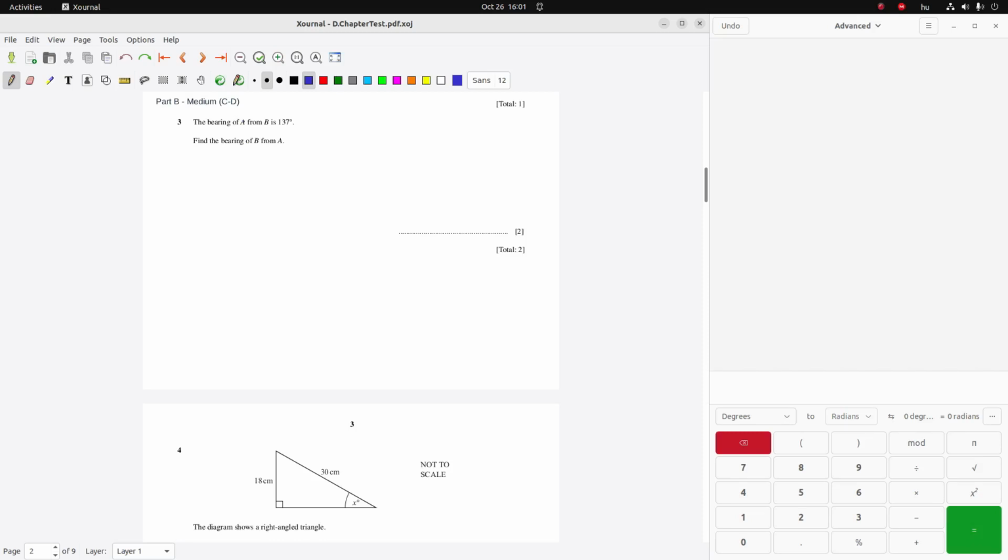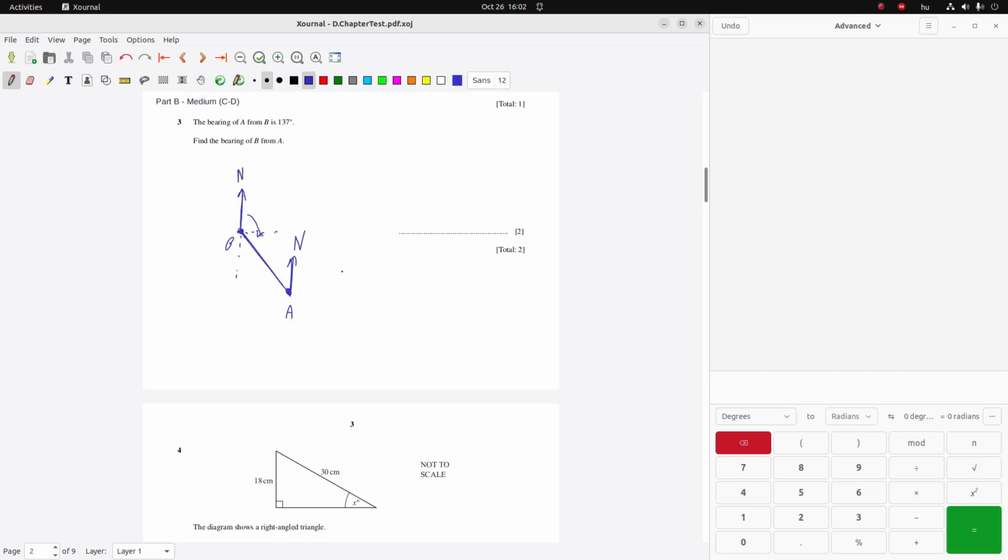The bearing of A from B is 137. So let's draw that. We start at B and we can draw the north line. It's just a sketch, so it doesn't have to be precise. This is B. And then 137 would be more than 90 degrees, but less than 180 degrees. So it would be somewhere like over here, and that would be A. That's the north, and that's the north direction too.